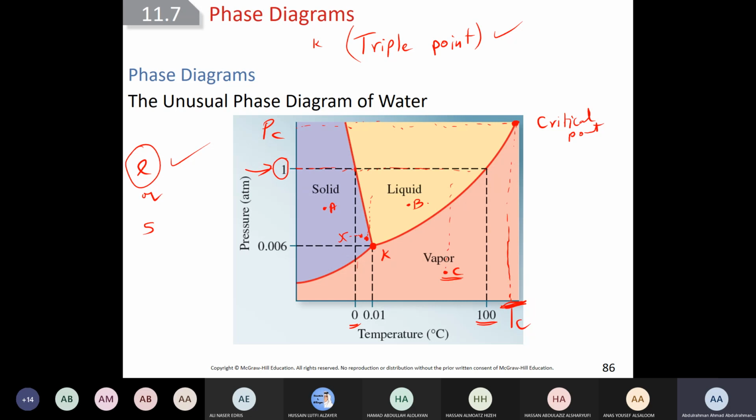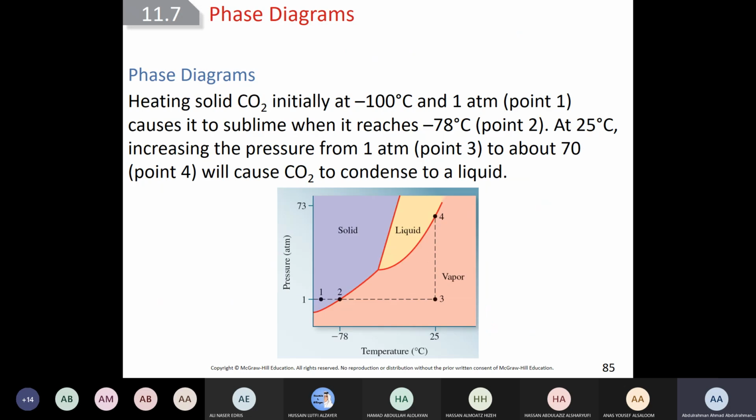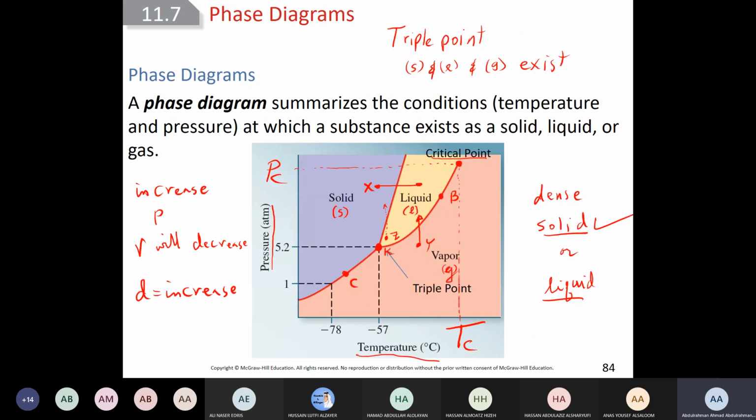How can you prove this? If you have a cup, where is the ice in the cup? It's on the top. Why? It is less dense, and that's why it floats. Okay, good. Let's go back to this one very quickly.